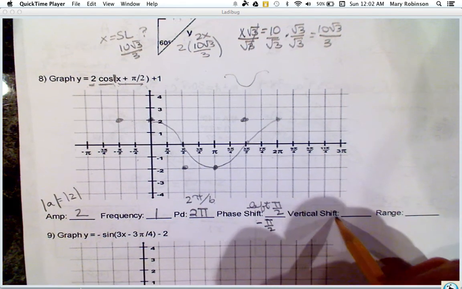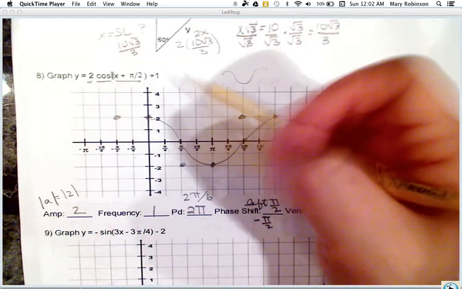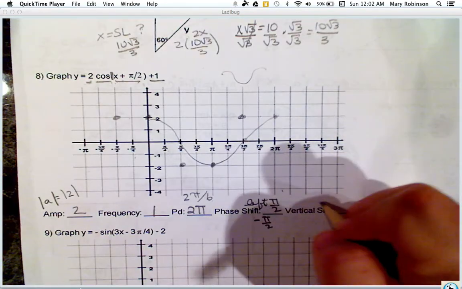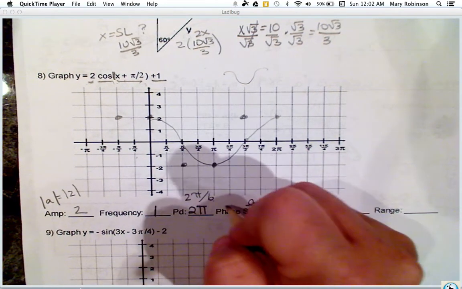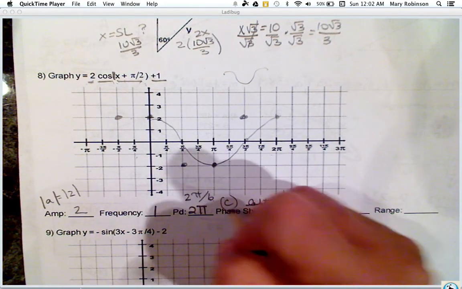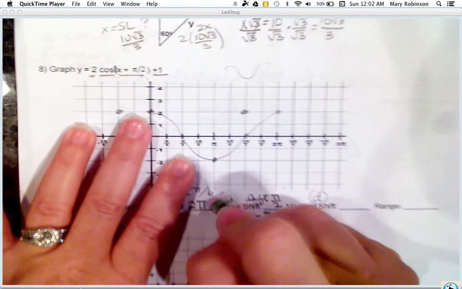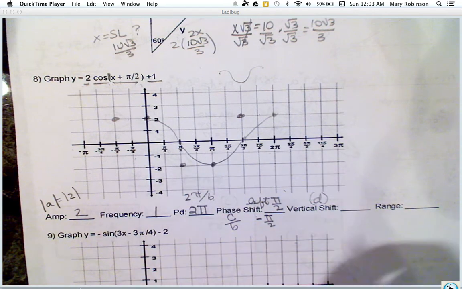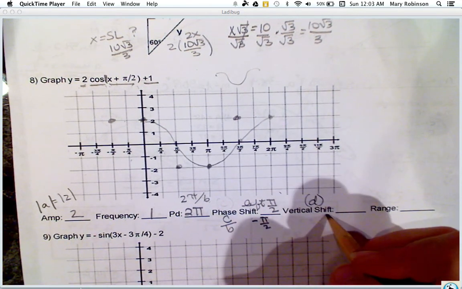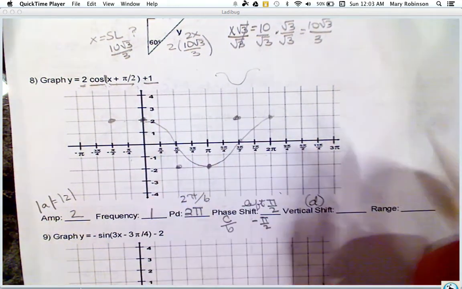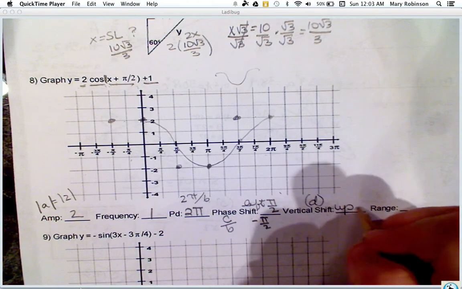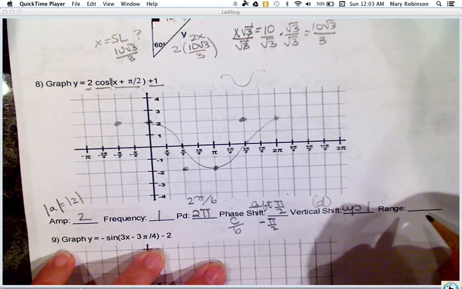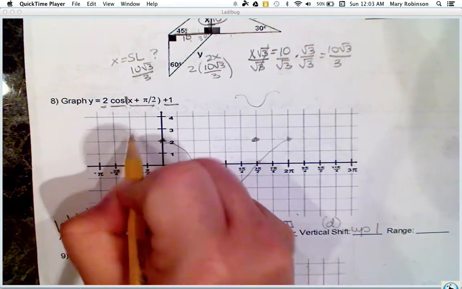And then the last part is our vertical shift. Our vertical shift is the up and down shift, which is our D value. So vertical shift is your D. And remember, technically your phase shift is C over B. For our vertical shift, we're going to go up 1. Again, please put up or down depending on whether it shifts up or down. That means all these points are going to shift up 1 unit.